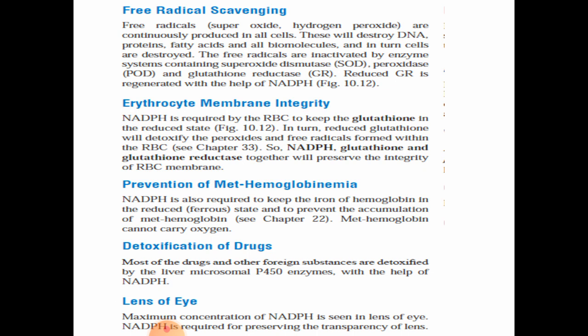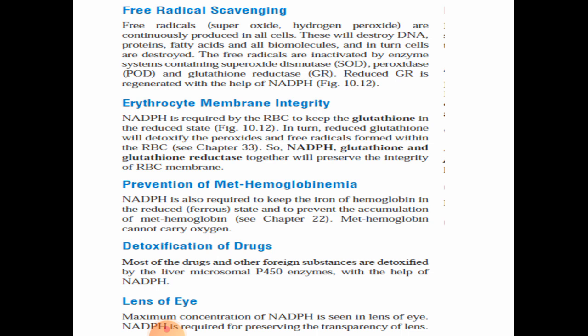So it is important that these free radicals be removed from the cells in order to protect the cells from lysis. The free radicals are inactivated by enzyme systems containing superoxide dismutase, peroxidase and glutathione reductase, and reduced glutathione reductase is regenerated with the help of NADPH.